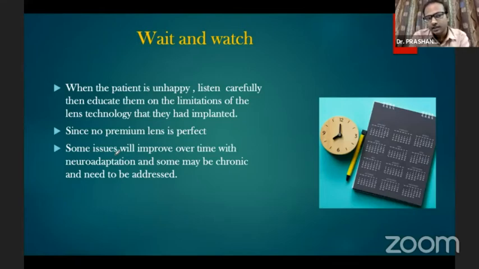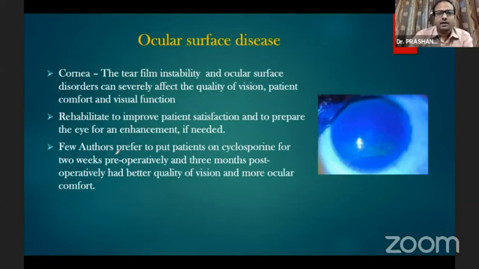Listen to them carefully so that you can plan your strategy to tackle the problem. And you have to make them understand that no technology is perfect and no premium IOL is perfect. Some issues will be overcome with time and with new adaptation, but some issues should be addressed properly. One of which is ocular surface disease, which is already described by Dr. Mona. So the cornea, tear film instability, and ocular surface disorder can affect dryness, can affect the quality of life significantly.